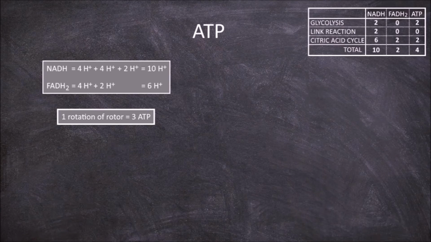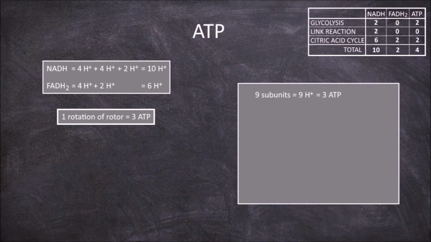If it has 9 subunits, it will take 9 hydrogens to rotate once and produce 3 ATP, which equates to 3 hydrogens to make a single ATP. A hydrogen proton is also used in the ATP-ADP translocase to get the ATP out of the matrix, raising this number to 4 hydrogens per ATP molecule.